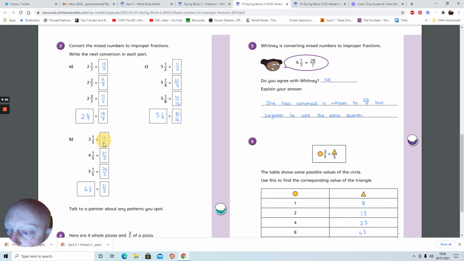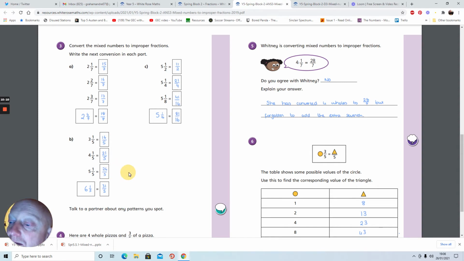Can I see a pattern yet with these two? Probably not. When we get down to this one, we may start to see a pattern. So 5 times 5 is 25. Add the 1 is 26. That's 26 fifths. So we've got 16, 21, 26.